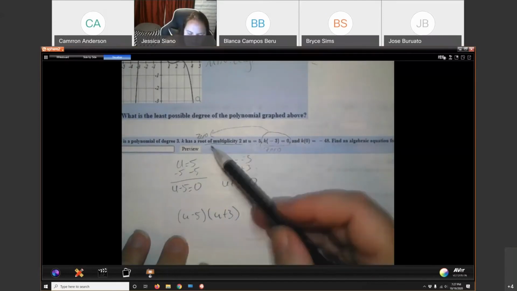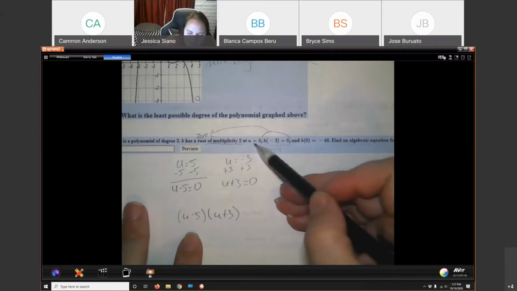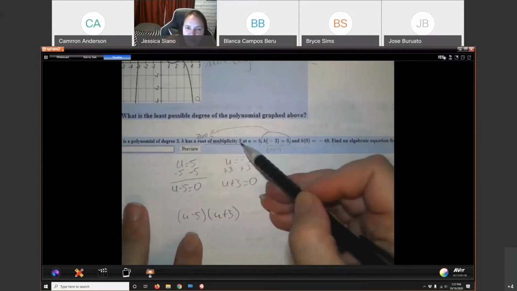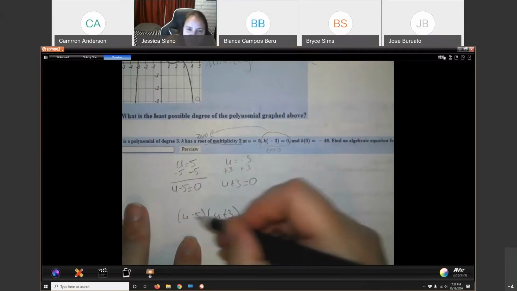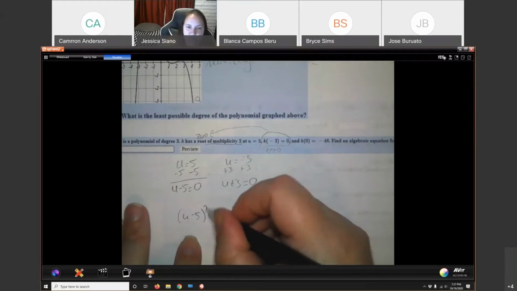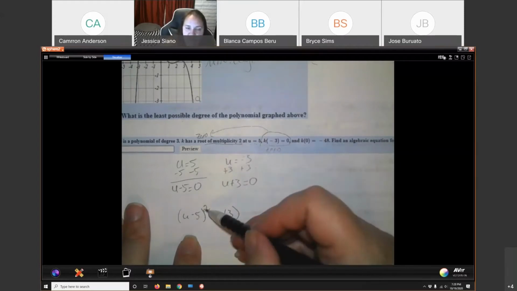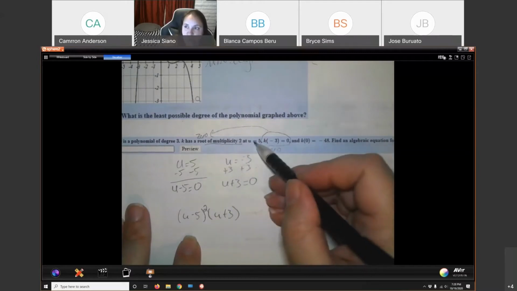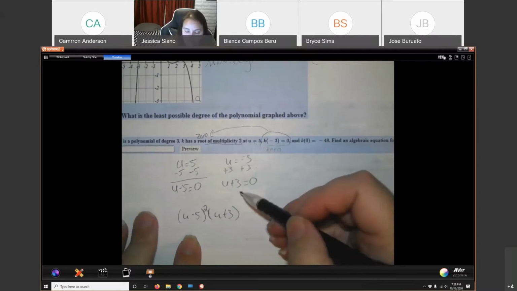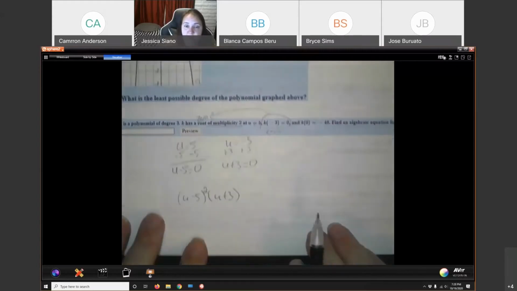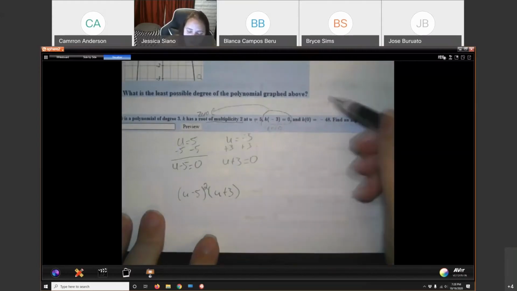Now, saying that this had a multiplicity of 2 means that this factor had a degree of 2. So multiplicity is the degree on the factor associated with that root. Okay?